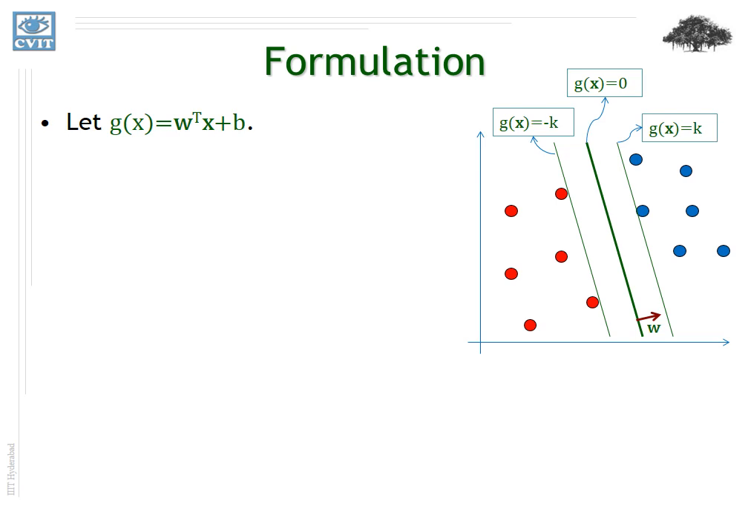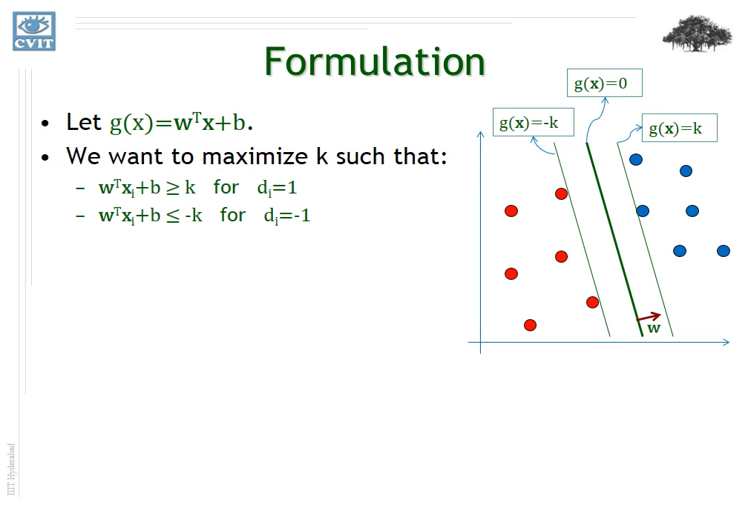To introduce a bit more formalization, we will denote the W transpose X plus B term as a function g of X, which would make the writing easier. The decision boundary will now be denoted by g of X equal to 0. The two extremes of the margin would be given by g of x equal to minus k and g of x equal to k, or what we referred to as epsilon before. Now we just denoted it as k, where w is a vector that is perpendicular to the decision boundary. The margin now is 2k.